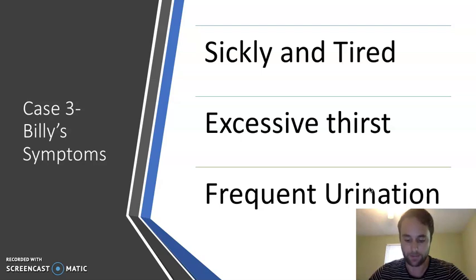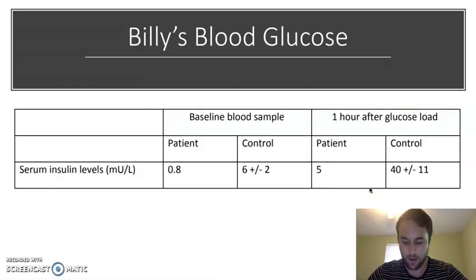Additionally, high levels of glucose in Billy's blood would cause his renal filtrate to become hypertonic, thus drawing excess fluid out of his system. This would account for Billy's excessive thirst and frequent urination. A glucose loading test is conducted to determine whether or not Billy has diabetes.